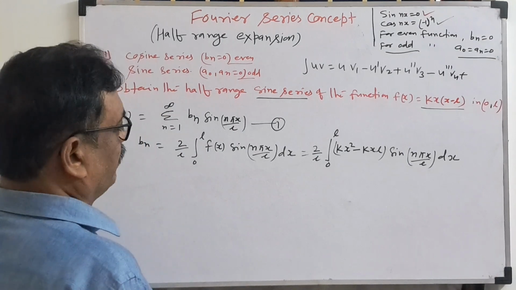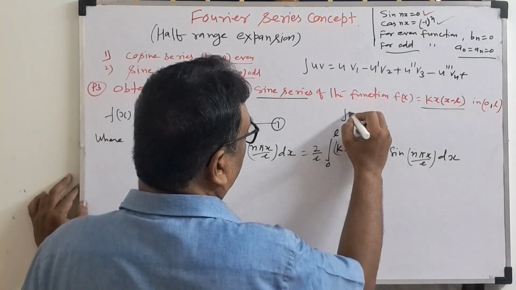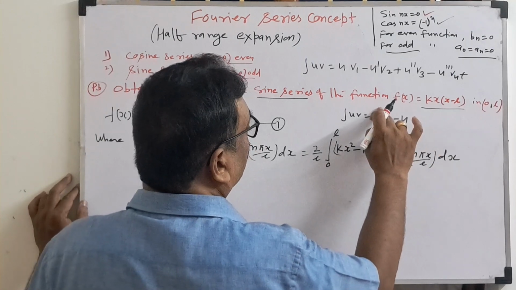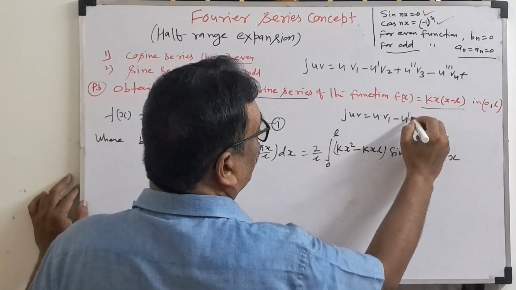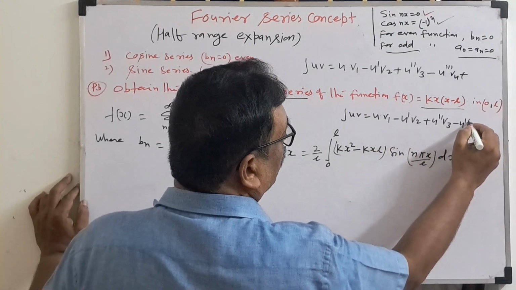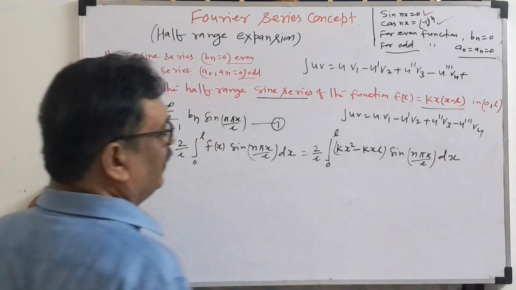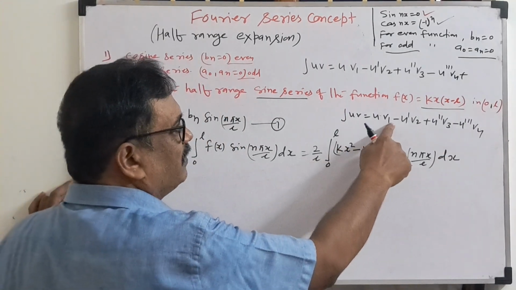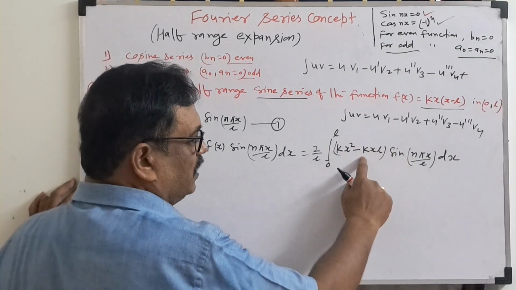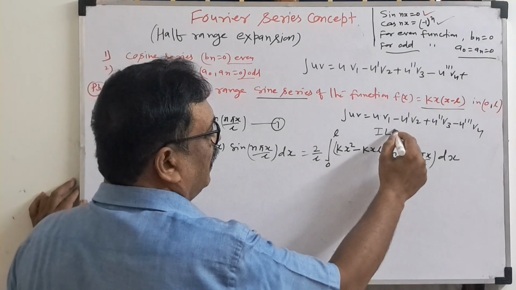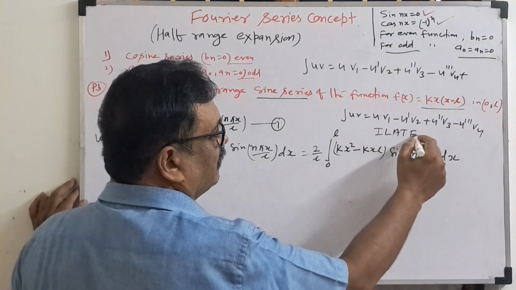Now we'll integrate. So see here, what is the integration of uv? u v1 minus u dash v2 plus u double dash v3 minus u triple dash v4. This is the integration. U is the first function for differentiation, v is the second function for integration. So algebraic first, then trigonometric. I told you one time, ILATE. This is the integration rule.